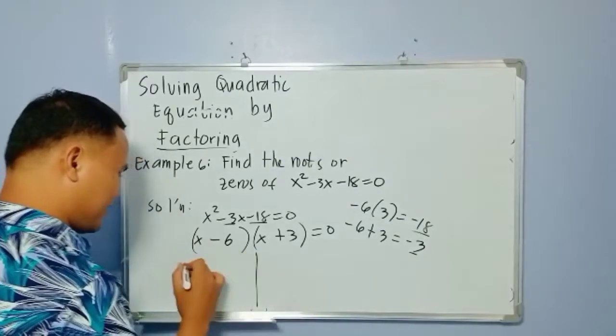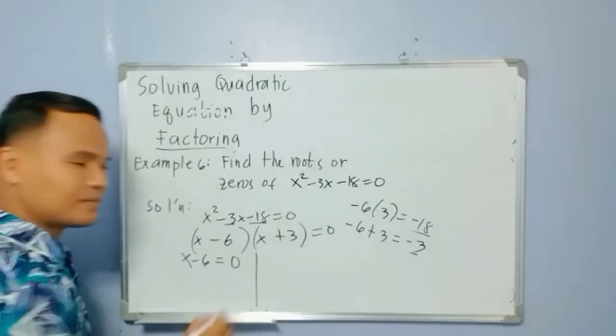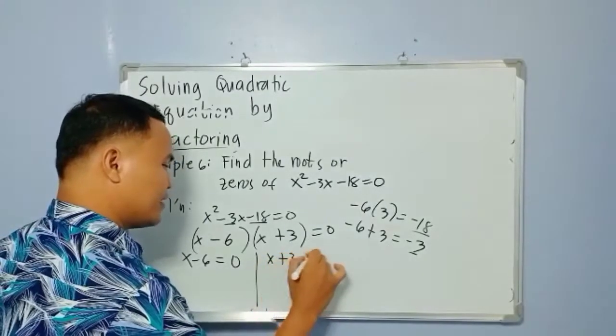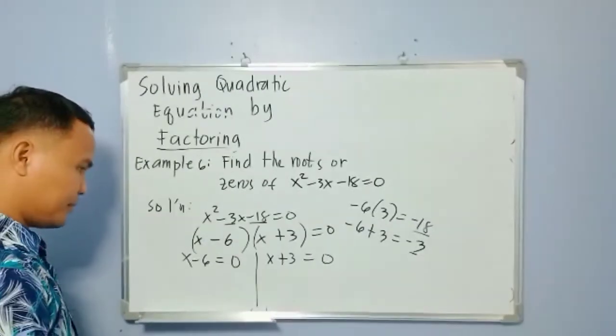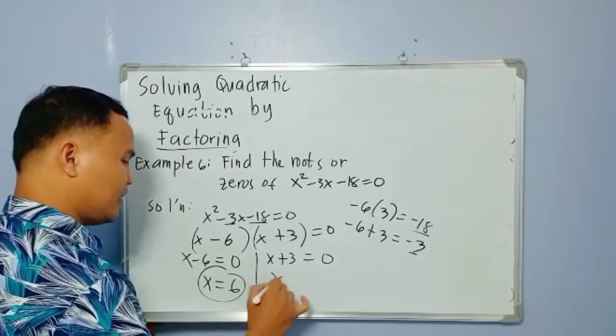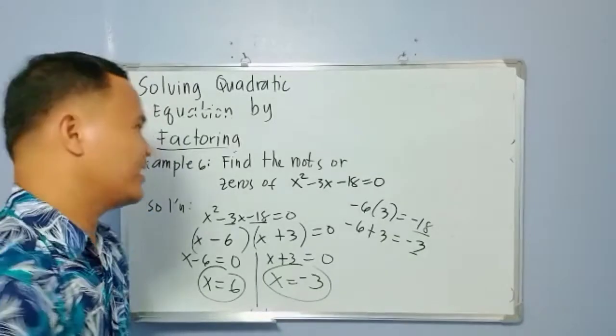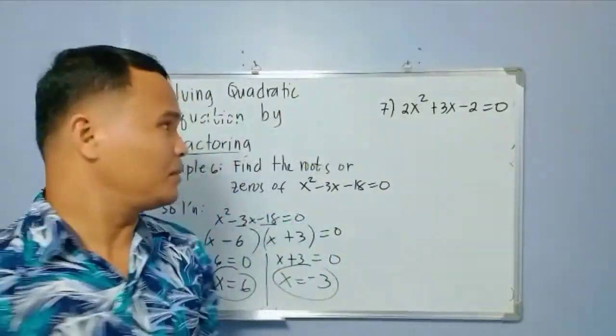Then equate the factors to 0. X minus 6 equals 0. X plus 3 equals 0. Then solve for x. X equals. Okay. Okay, how about example number 7?